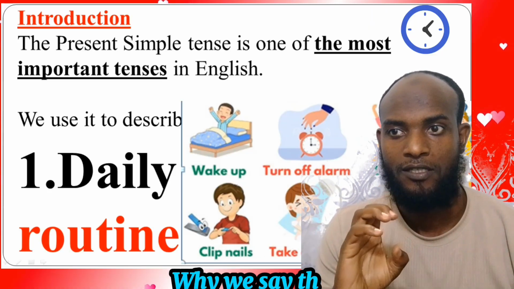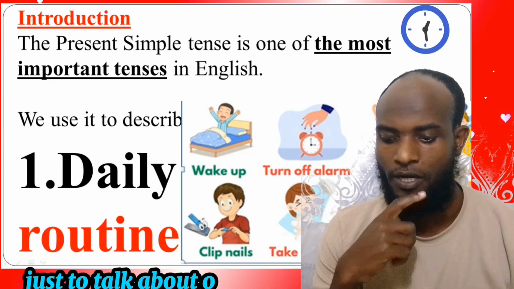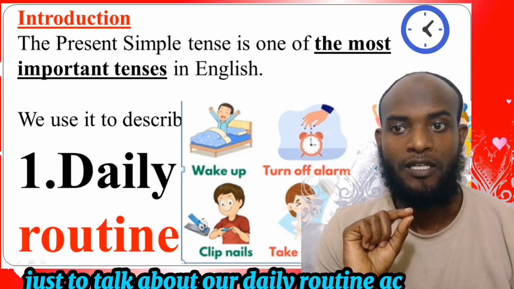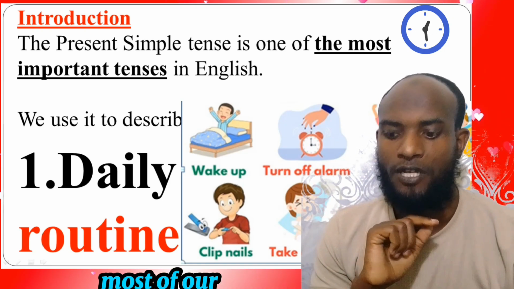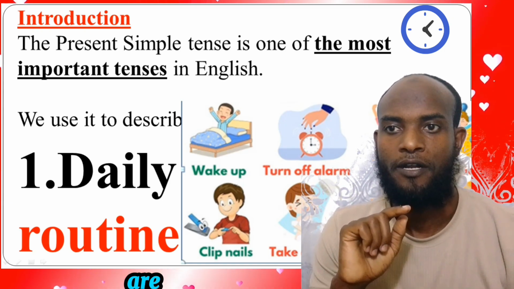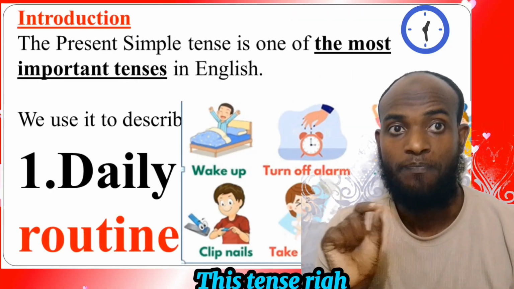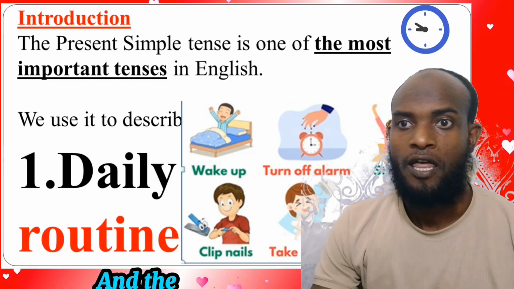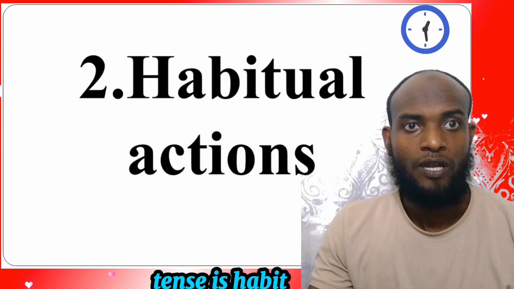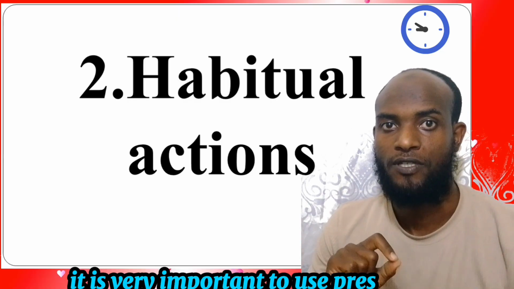Why do we say this? We use this tense to talk about our daily routine activities, right? Most of our daily routine activities are expressed using this tense, present simple tense. That's why it is key and very important. And the other use of present simple tense is habitual actions. To talk about habitual actions, it is very important to use present simple.